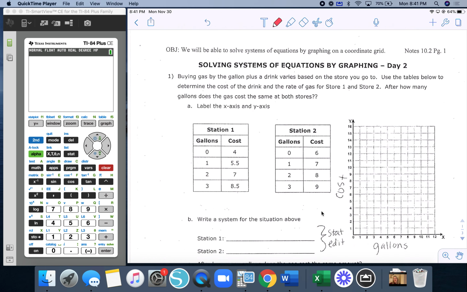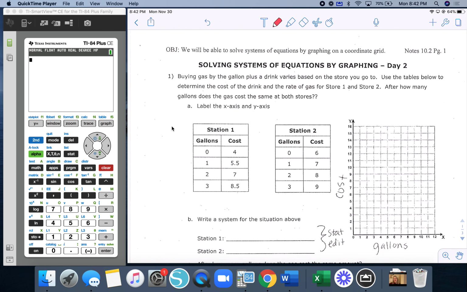And 2 over solving systems of equations by graphing day 2. The only main difference from yesterday on notes 10.1 and today 10.2 is we're going to refresh how to graph in the calculator, and we're going to talk you through the steps of finding the solutions using the calculator. So make sure that is close to you. Pause the video if you need to grab one.